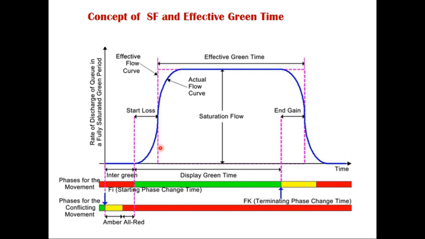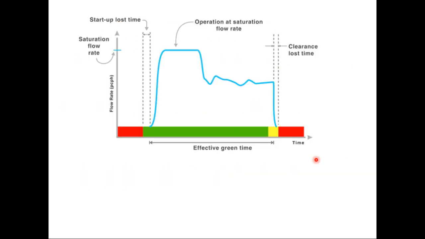What I showed you in this graph is a situation where you have a long queue of vehicles and the entire green time is utilized. But there can be a situation where the queue is not long enough and initially the flow is maximum and then it drops. So here this is operation at saturation flow rate and this is not the operation at maximum flow rate. This is the start loss time again, and this is the end loss time.